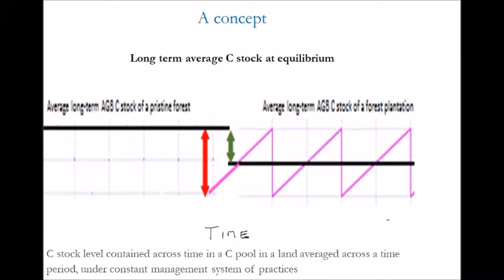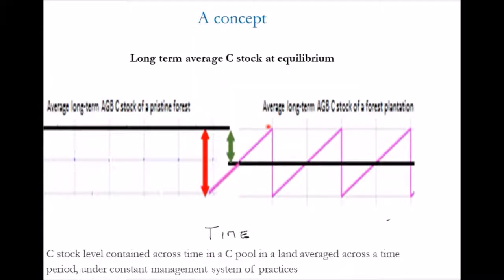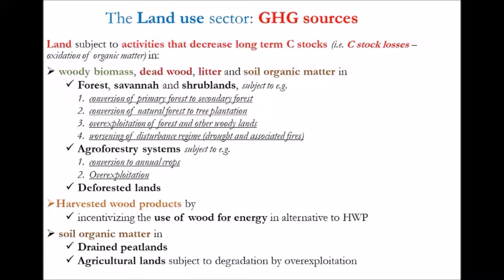the following discussion. Which are the sources in the land use sector? We have a source when this famous long-term carbon stock decreases. If we go back, if we convert a pristine forest to a forest plantation, the carbon stock decreases, the green double arrow, and this conversion is a source of carbon. You may have conversion of woody biomass, dead wood and litter, and soil organic matter when you reduce the long-term carbon stock of a forest, whatever woody land.